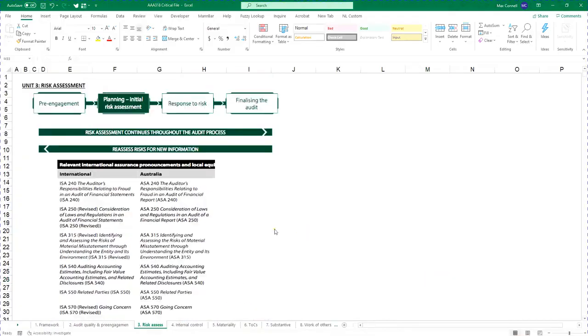Hey, welcome to Unit 3 Risk Assessment. So if you remember back to the timeline we talked about in the framework chapter, outlining the various phases of the audit process, the first one being the pre-engagement process, which we've talked about in the last chapter. The next stage of the audit process is the planning or the initial risk assessment.